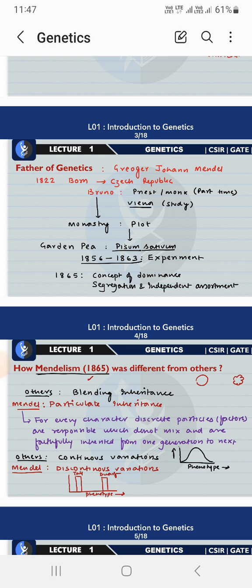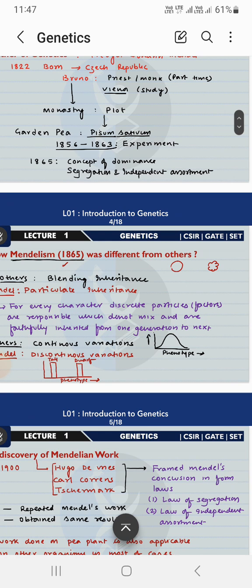The conclusion of this experiment, done by Gregor John Mendel, was given in 1865. Basically, the conclusion of this experiment was the concept of dominance, segregation, and independent assortment. He provided three basic rules. The first rule is known as the concept of dominance, the second rule is segregation, and the third rule is independent assortment.